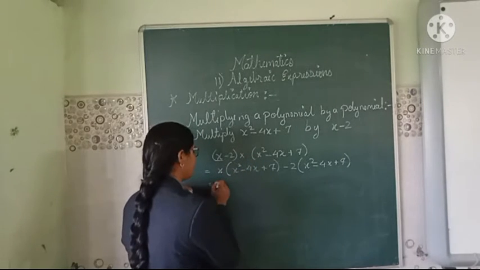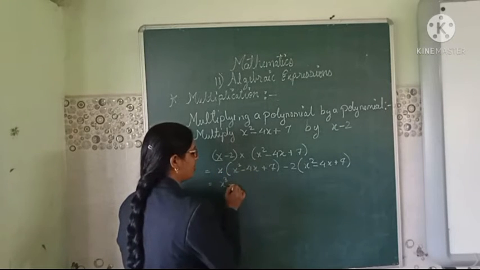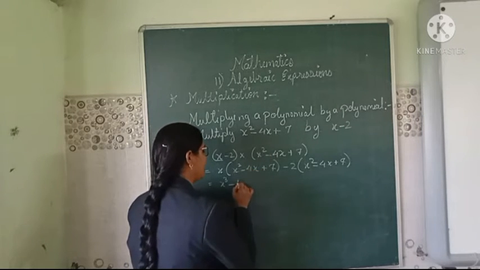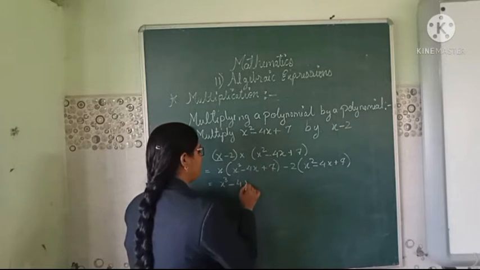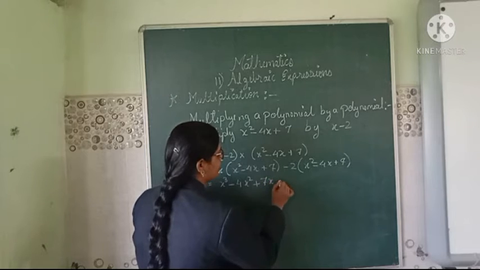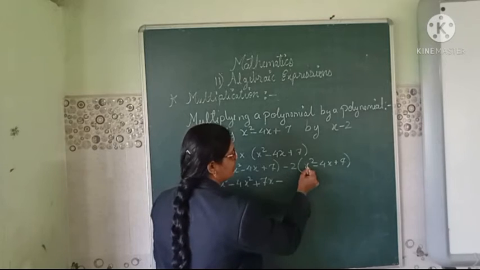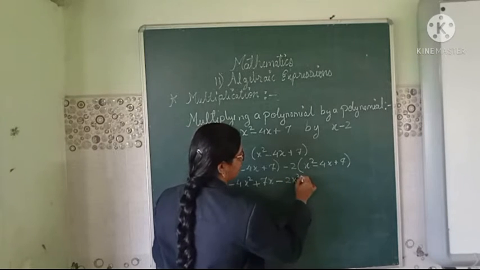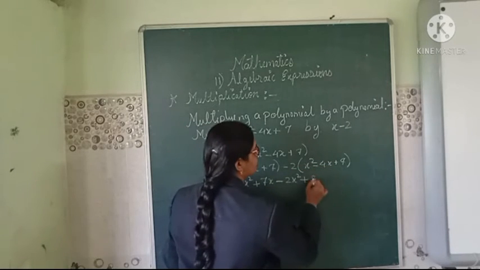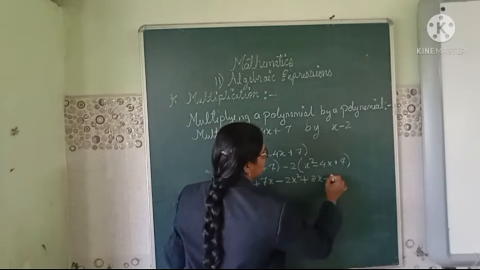x multiplied by x square is x cube. Minus, this minus sign you have to keep as it is. So x multiplied by 4x, so 4 will be as it is. x multiplied by x is x square, plus 7 multiplied by x is 7x. Minus 2 multiplied by x square, so it will be 2x square. Negative will become positive. And 2 fours are 8 and x will be as it is. Negative positive will become negative. 2 sevens are 14.